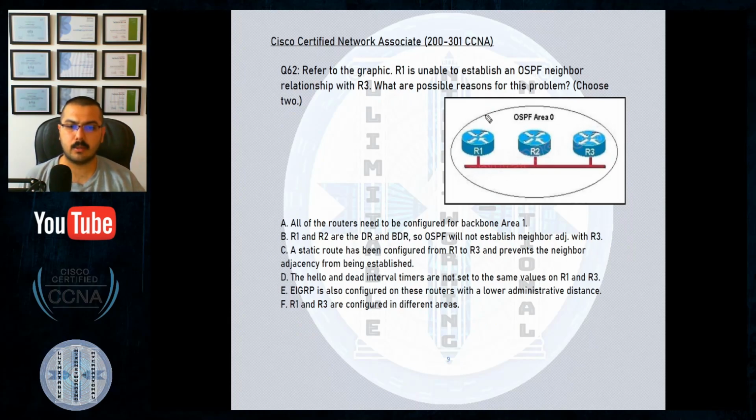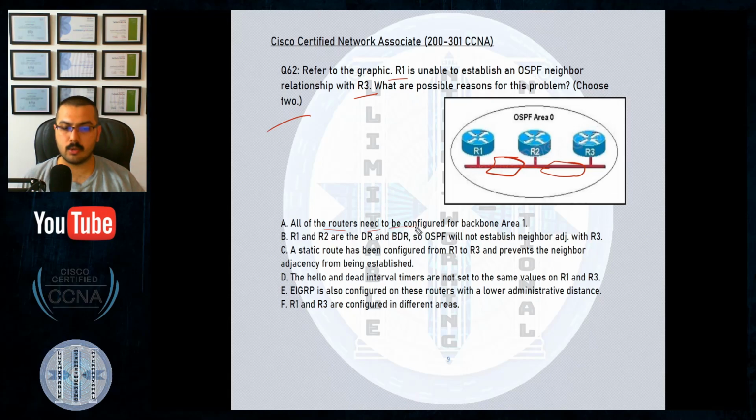Refer to the exhibit. R1 is unable to establish an OSPF relationship with R3. Why? When you see this pipe, it means that there are some connections in the way, multiple switches. Okay, 3 routers. It might be, choose 2.